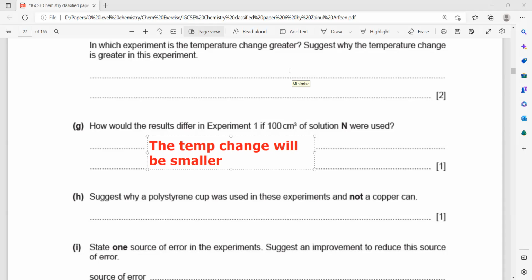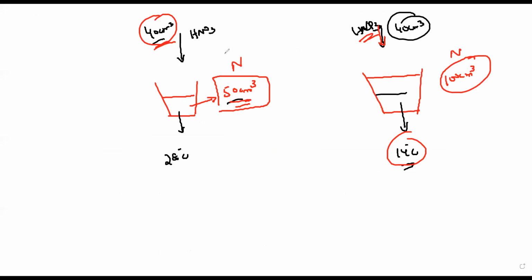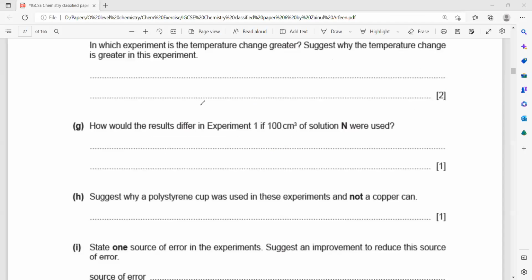Yeah, if we want the same temperature change, then if we double solution N, we should double the acid. This is 40, then this should be 80, double of 40. If 50 becomes 100, then 40 will become 80 for the same temperature change. So the answer here: the temperature change will decrease, a smaller change in temperature.